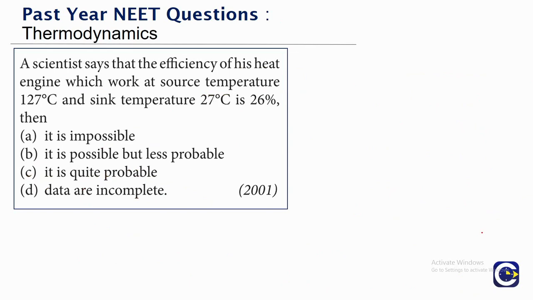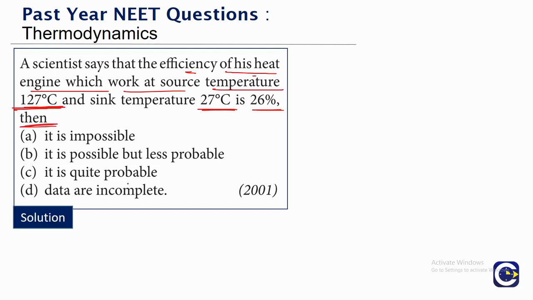This is a question that has come in 2001. This is based on the Carnot's engine again, but it's based on the basic idea of Carnot's maximum efficiency. Look at this. A scientist says the efficiency of his heat engine, which works at source temperature of 127 and sink temperature 27, is 26%. Then we have to conclude whether it is impossible or possible, data incomplete, etc.